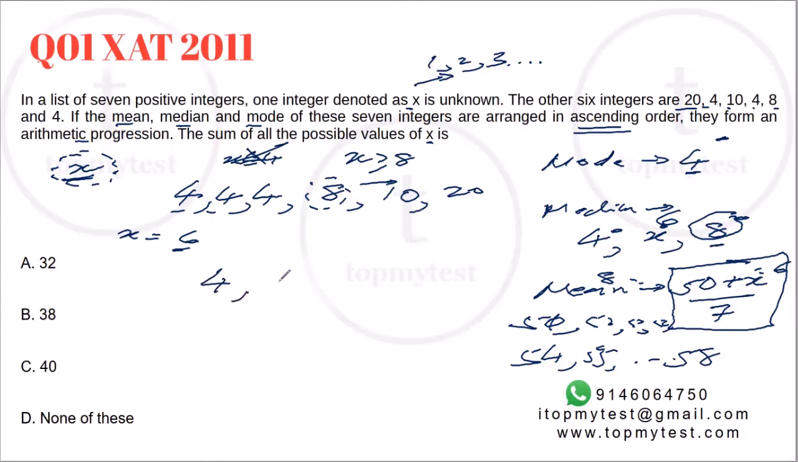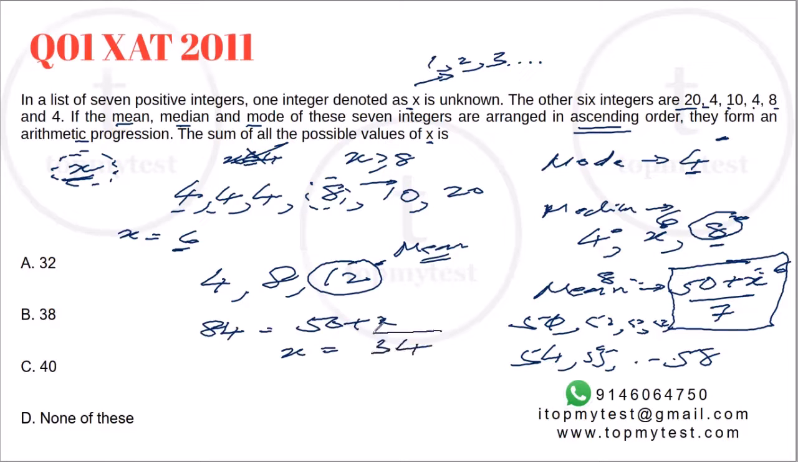So 4, 8. To balance this arithmetic progression, the mean should be 12. Now, if the mean is 12, the sum should be 12 into 7, 84. 84 should be 50 plus x, which means x should be equal to 34. If I substitute x is equal to 34, it satisfies my original criteria, x has to be greater than or equal to 8. Mode is 4, median is 8, mean is 12, and x will be 34. So there are two scenarios possible, x is equal to 6 or x is equal to 34. What is the sum of all possible values of x? 6 plus 34, 40.